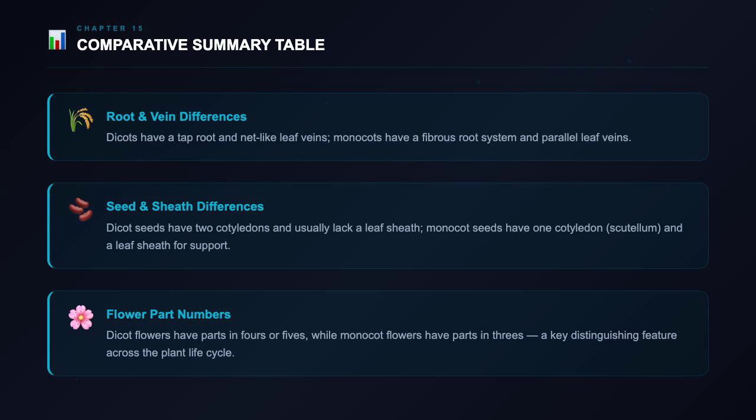Dicot seeds have two cotyledons, storing food for the embryo. Monocot seeds have one cotyledon, often a scutellum absorbing nutrients. Dicots usually lack a leaf sheath, but monocots have one for support. Dicot flowers have parts in 4s or 5s, while monocot flowers have parts in 3s. These differences separate dicots from monocots across their life cycle.